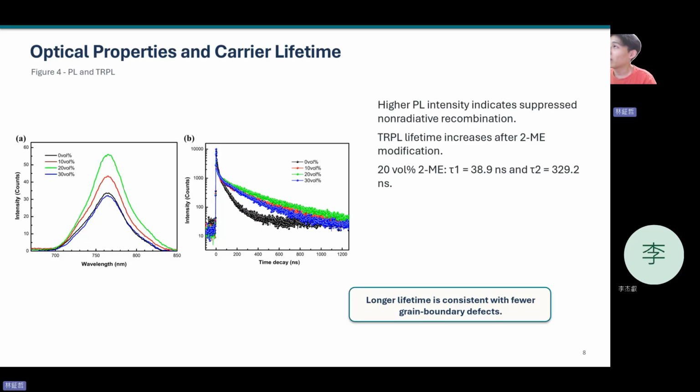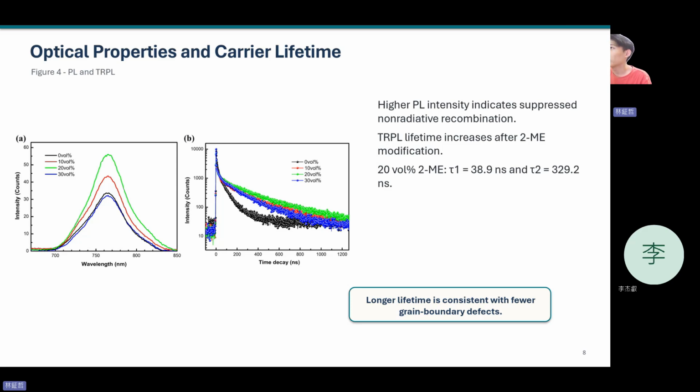This slide shows PL and TRPL results. PL means photoluminescence. It tells us about the recombination in the film. The 20 volume percent 2-ME film has the highest PL intensity. Higher PL intensity means lower non-radiative recombination in the sample, so fewer charges are lost to defects.